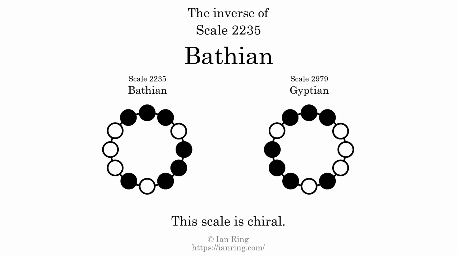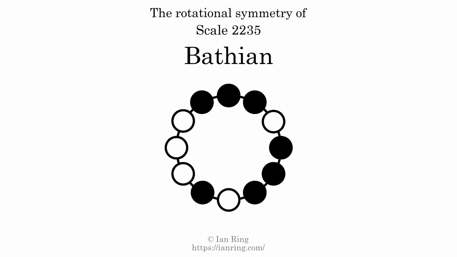The inverse of a scale is a mirror image. It is what you get when the sequence of intervals is reversed. The inverse of this scale is scale 2979, also known as Gyptian. This scale is chiral. It cannot transform into its inverse by rotational transformation. This scale has no rotational symmetry.